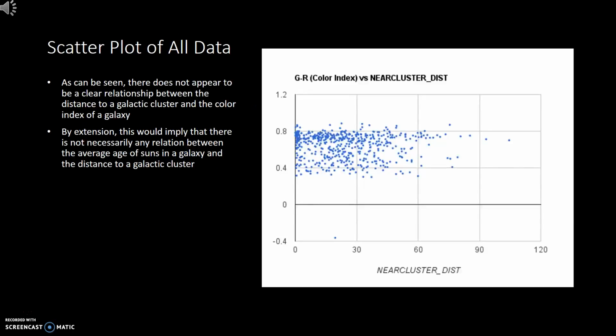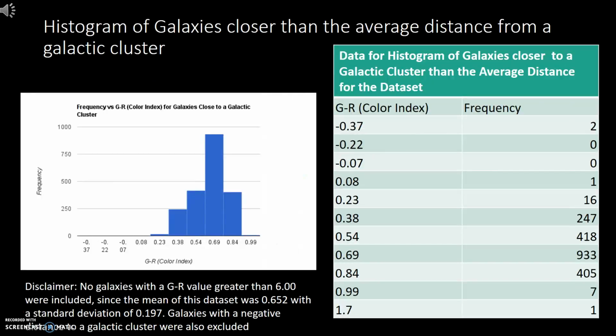Initially, a scatterplot of all data points comparing the color index of galaxies to their distance to a galactic cluster was created. This scatterplot did not show any clear relationship, so further plots had to be created. In order to prove that as a galaxy's distance to a galactic cluster increases, so does the median age of stars in that galaxy, the data was split into two portions.